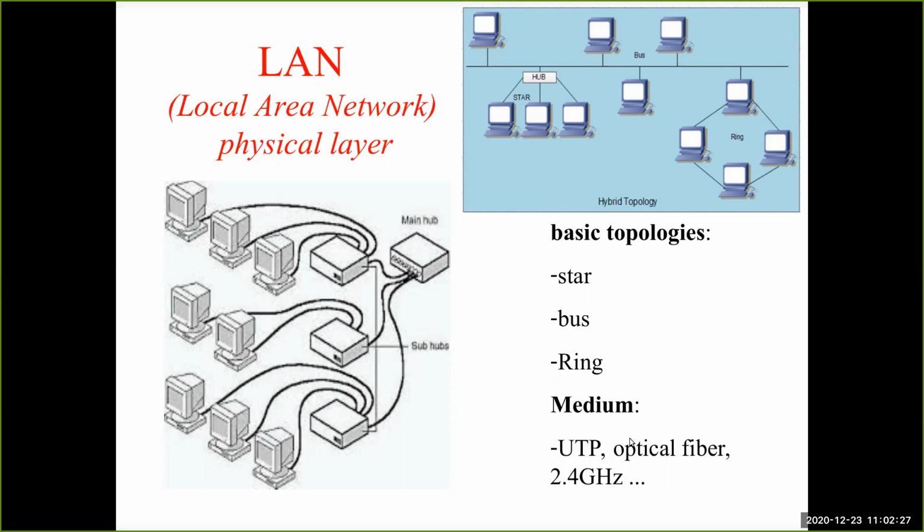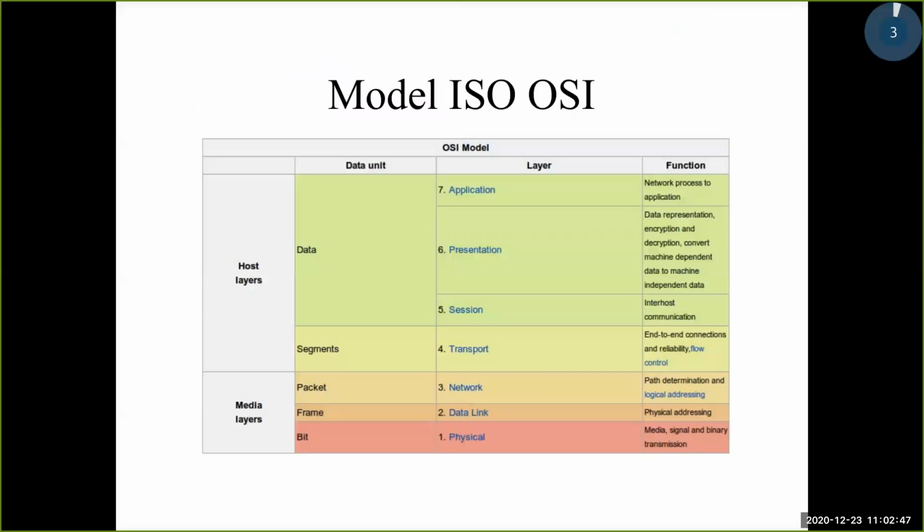But if we have wireless interface, what do you think? What is the topology for wireless interface? Are we able to classify it as a star? Of course. So we have access point, and every computer connects to access point.